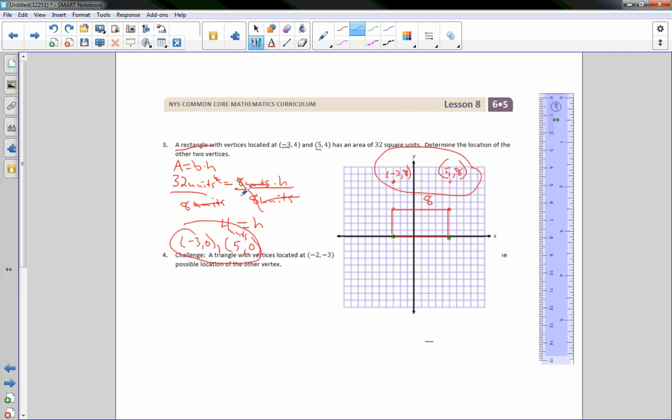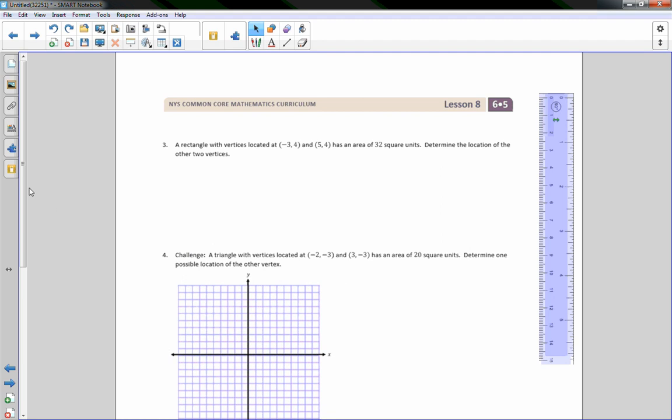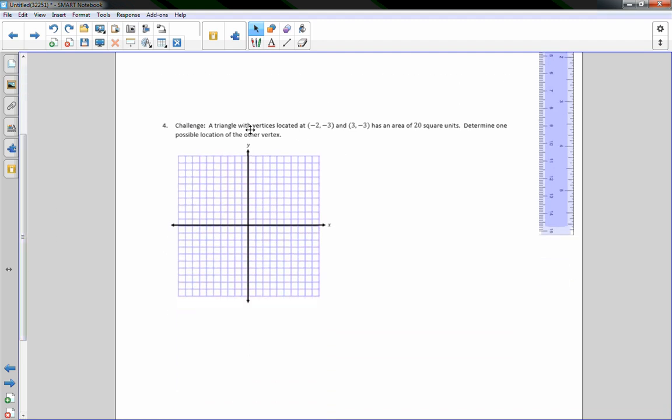Okay, last question. A triangle with vertices located at -2, -3, possible locations of the other. So I'm just going to get this stuff all out of the way, and we're just going to use this grid again here. All right, so I need to move this, I'm covering some of the wording. So I'll move this right here. It says a triangle with vertices located at -2, -3, which is here, and 3, -3, which is right here, has an area of 20 square units.